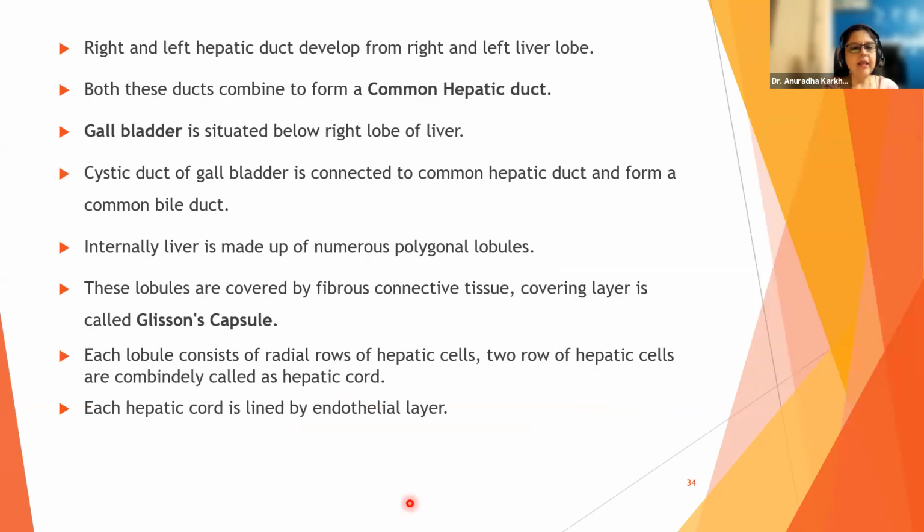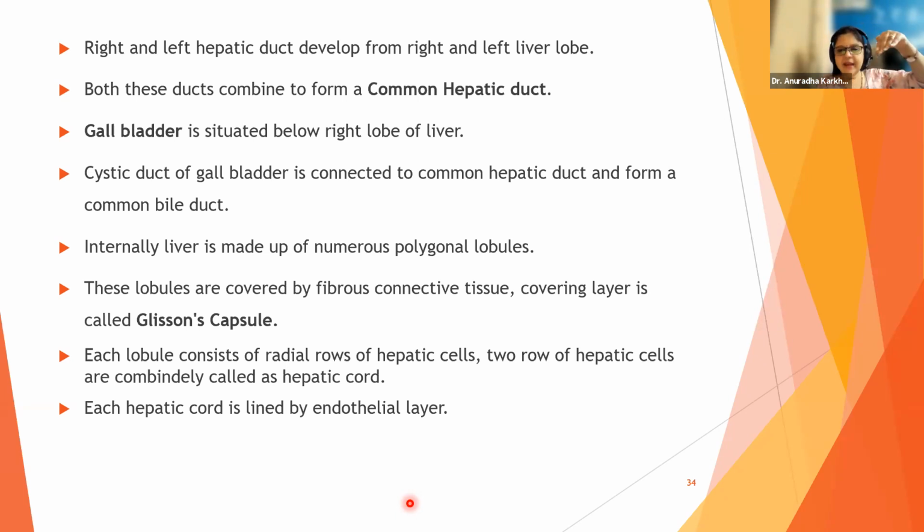Well, then the right and the left hepatic duct develop from the right and the left liver lobe. Hepatic is associated with the word liver. Liver is equal to hepatic. So whatever secretions are going to be carried from the liver via the duct, what is the name of that duct? Hepatic duct, liver duct.